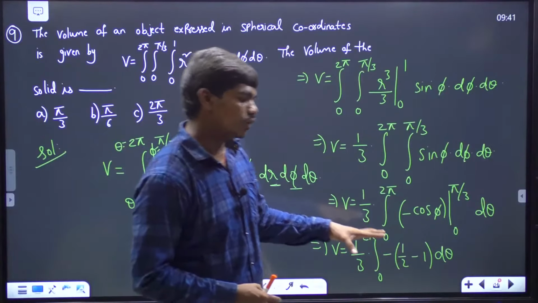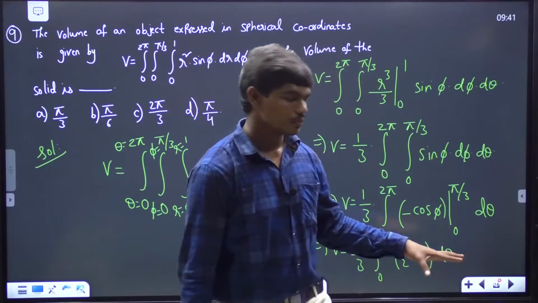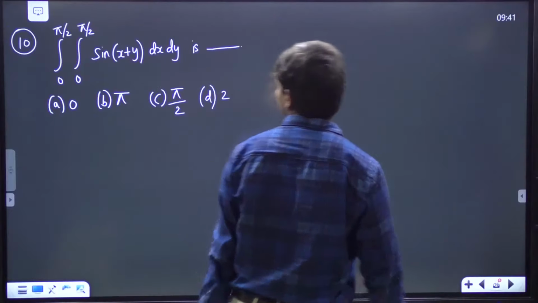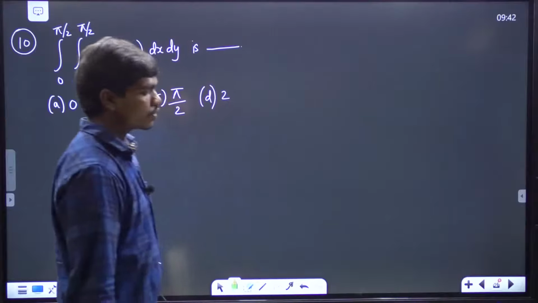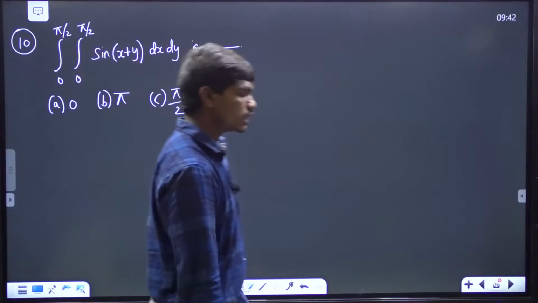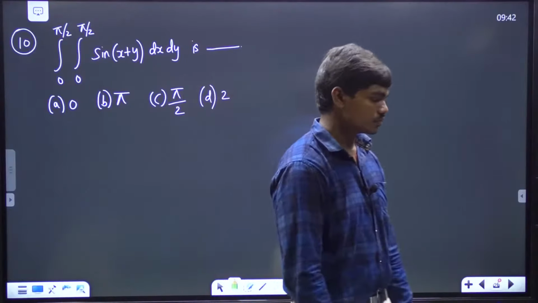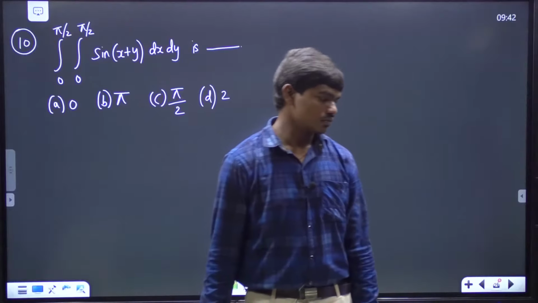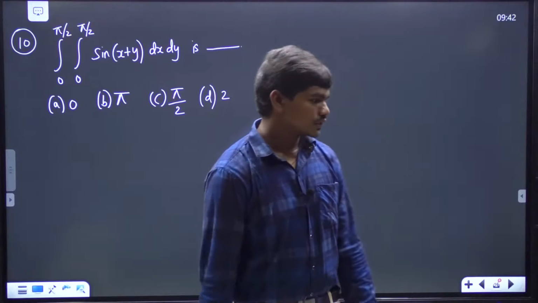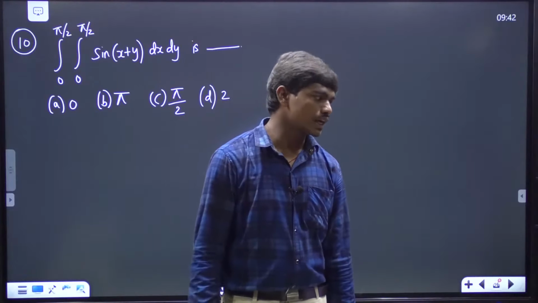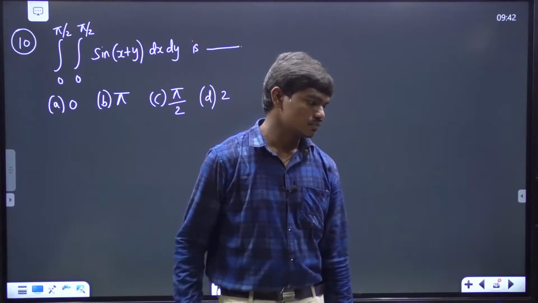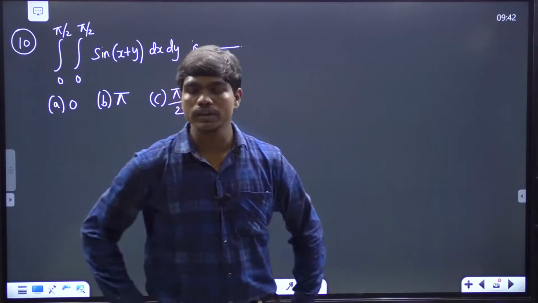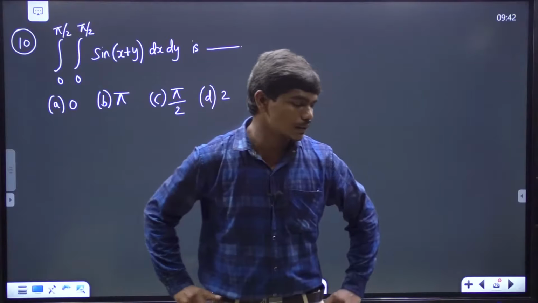Okay, so we'll move to the next question before going for a break. See here, one last question. Could you solve this question? Both limits are from 0 to pi by 2. Once we solve this question, we'll go for a break. So please tell the answer. What's the answer for this question? I'm happy that all of you are understanding the things.